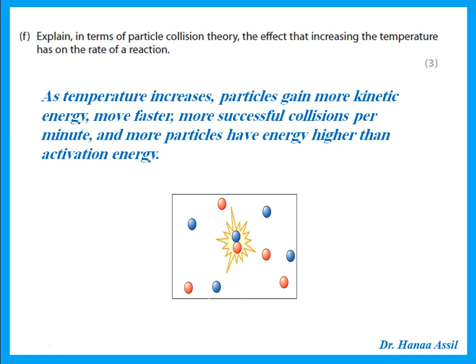Now, when they gain more kinetic energy, that means they will start to move faster and collide faster. So there will be more successful collisions per minute. You can say more frequent collisions or more collisions per minute, and more particles have energy higher than activation energy. Remember that activation energy, we said, is the minimum amount of energy needed for a reaction to occur. So if you increase the temperature, then more particles have energy higher than activation energy, so more particles will collide successfully. Successfully means collide and do a reaction per minute. So we have more frequent collisions or more successful collisions per minute.